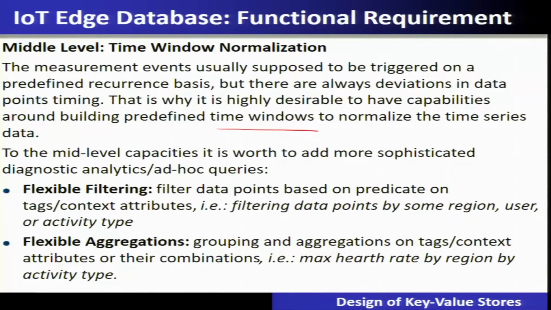So, mid-level database capabilities such as flexible filtering and flexible aggregation are sometimes needed. When we say flexible filtering, we mean filtering the data points based on predicates on tags and context attributes, that is, filtering data points by region, user or activity type. By flexible aggregation, we mean grouping and aggregation on tags and context or their combinations, for example, maximum heart rate by region, activity type and so on.